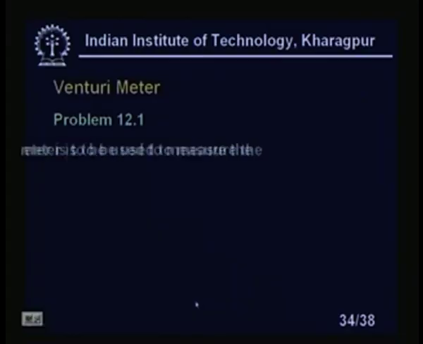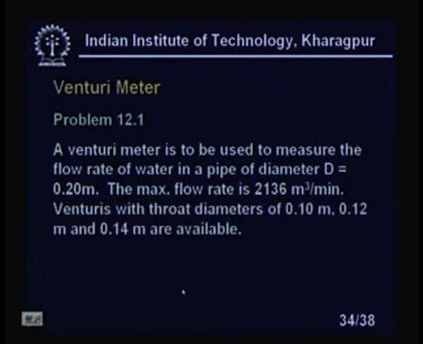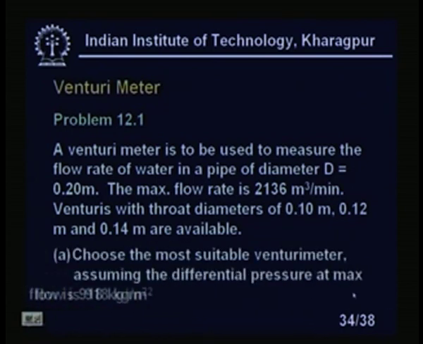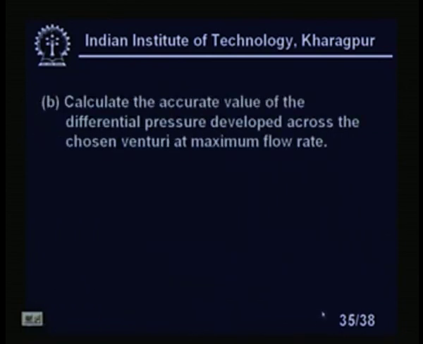Now we will solve one problem on the Venturi meter. The problem looks like this. A Venturi meter is to be used to measure the flow rate of water in a pipe of diameter d equal to 0.2 meter. The maximum flow rate is 2136 meter cube per minute. Venturis with throat diameters of 0.10 meter, 0.12 meter and 0.14 meter are available. Choose the most suitable Venturi meter, assuming the differential pressure at maximum flow is 918 kg per meter cube, and calculate the accurate value of the differential pressure developed across the chosen Venturi at maximum flow rate, right.